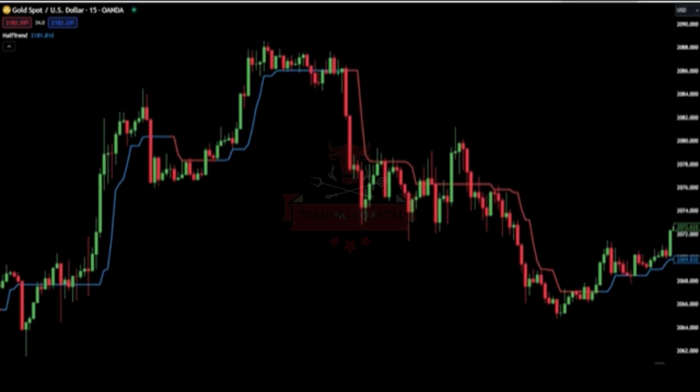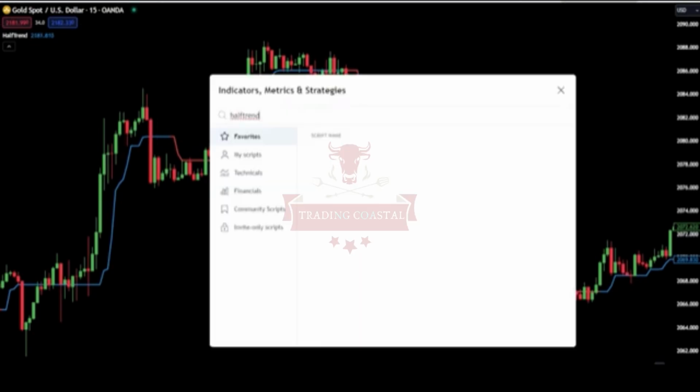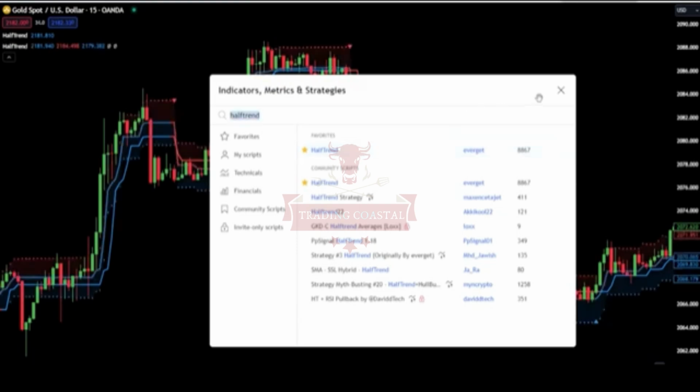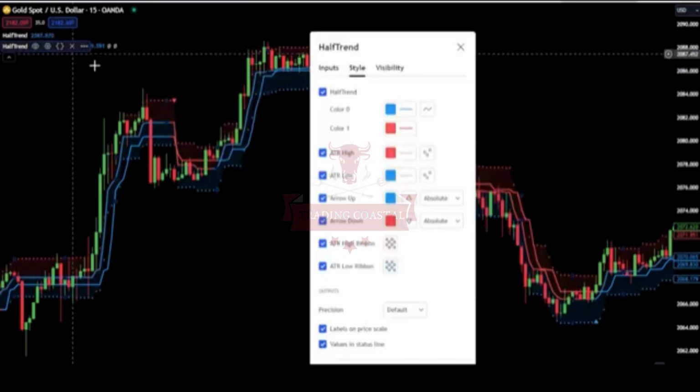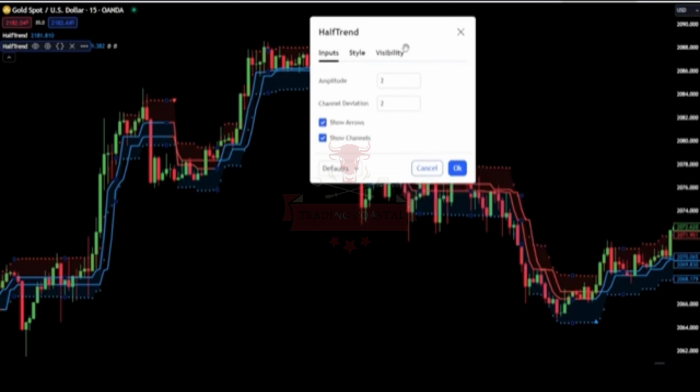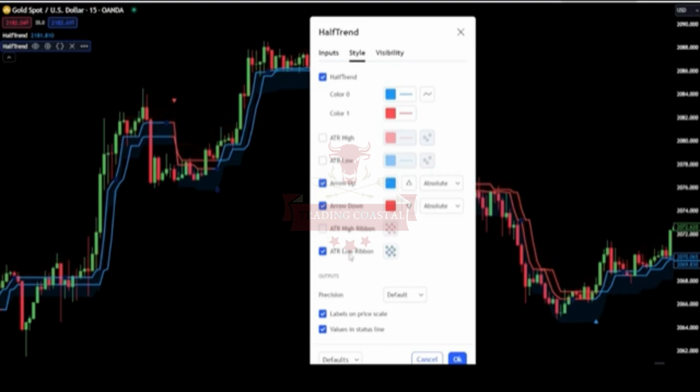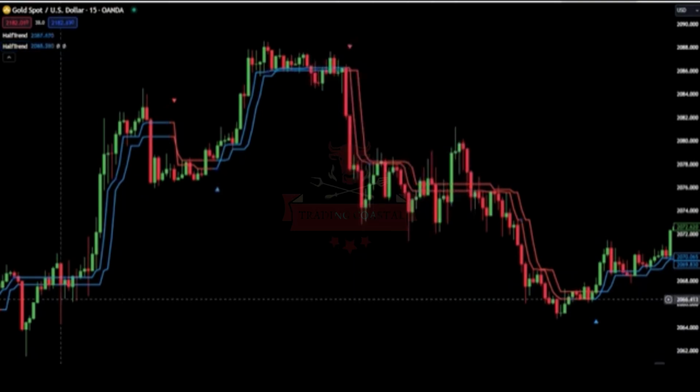Now, let's add one more indicator that will serve as a guide for placing buy and sell entries in the market. Go back to the Indicator Search tab and type in HalfTrend again. Select the HalfTrend indicator from Everget. Now, enter the indicator settings. In the Input tab, leave the settings at their default values. Then, go to the Style tab. In the Style tab, uncheck the boxes for ATR high, ATR low, ATR high ribbon, and ATR low ribbon. Once done, click OK to confirm the changes.